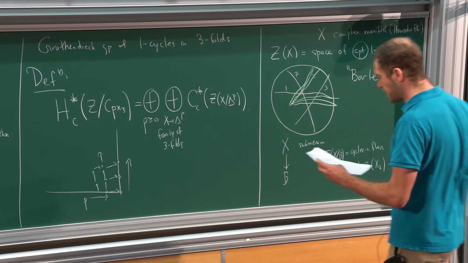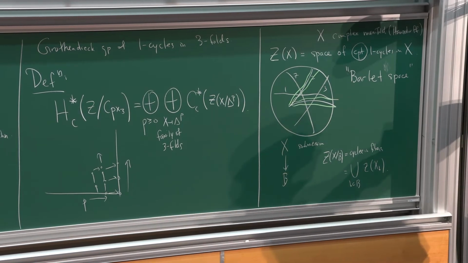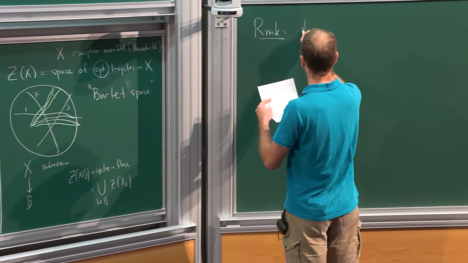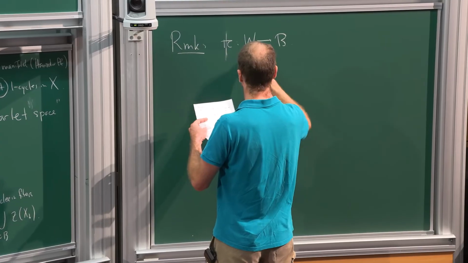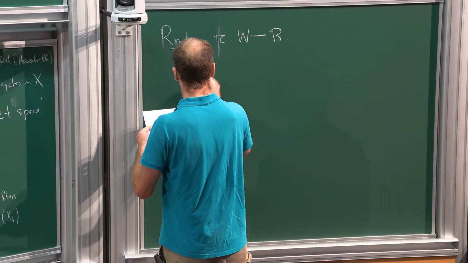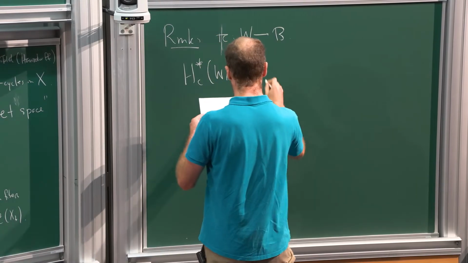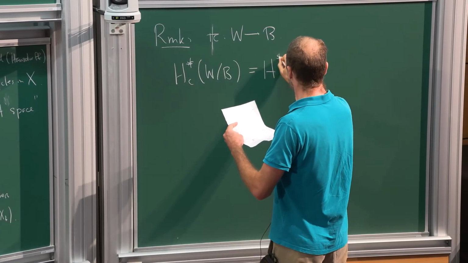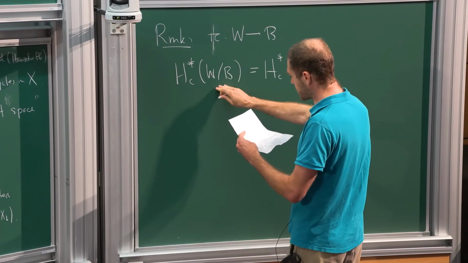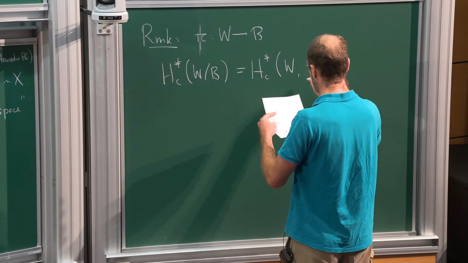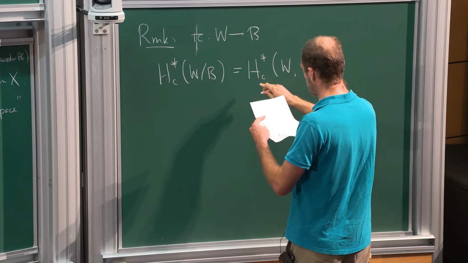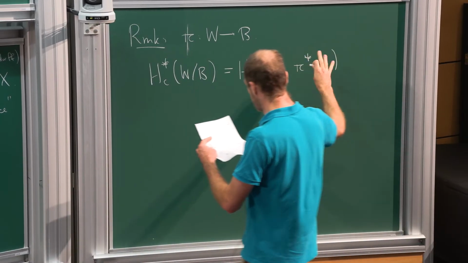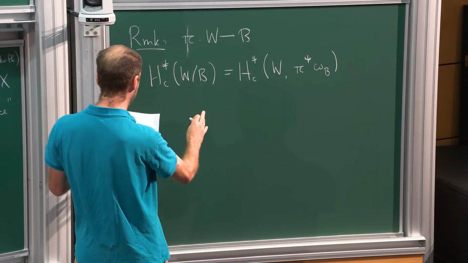Okay, so this looks like a complicated complex, but I want to try to justify the definition in a few different ways. If you have any map of topological spaces π from W to B, you can talk about this group, which I'll call compactly supported cohomology of W over B. This seems to be the existing notation for this. It's just the compactly supported cohomology of W with coefficients in π upper star of the dualizing sheaf of B. That's the sheaf-theoretic incantation for this group.